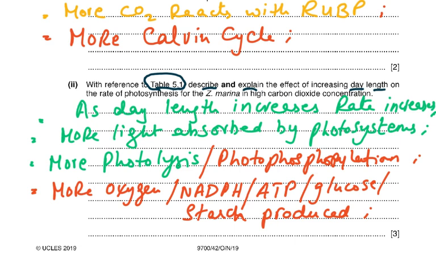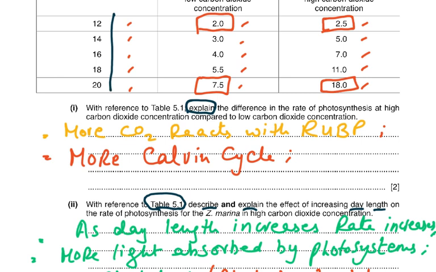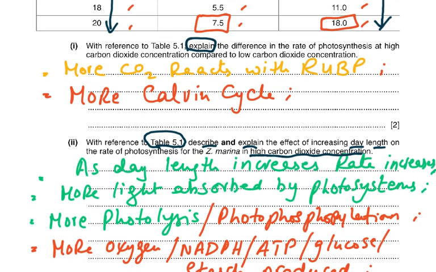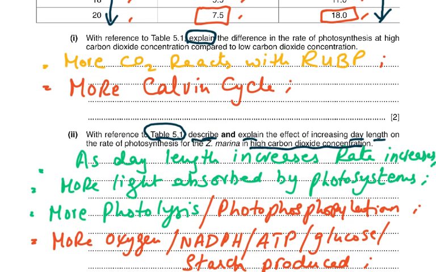Now if you look at the table, let's just pause and look at the table. As day length increases, the rate of photosynthesis also increases, because it said you compared it with the high carbon dioxide concentration. So as day length increases, the rate increases, more light absorbed. So this was the describe.